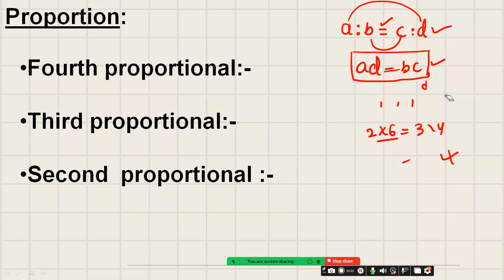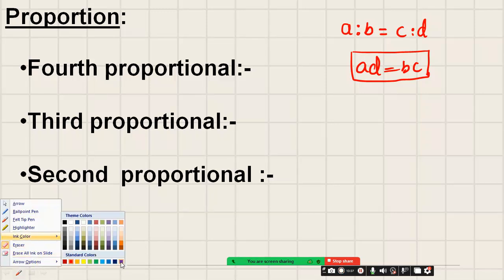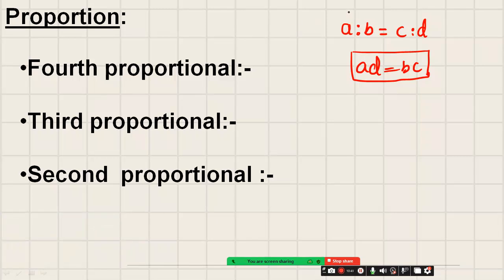So the proportion formation is AD is equal to BC. Right? So in proportion, again three formulas are there: fourth proportion, third proportion, second proportion or mean proportion. First one, fourth proportion: 1, 2, 3, 4. Fourth proportion means find out the D value.